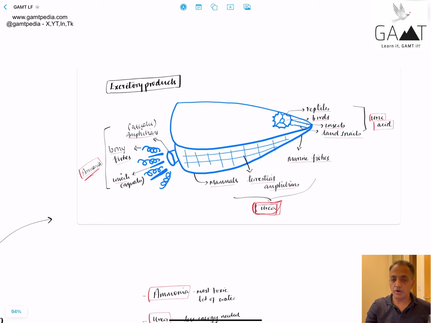Then we come to the next part of the boat. This part of the boat, which resembles the letter M, stands for mammals. This part of the boat resembles another M, which stands for marine fishes. And then the T here, which is the design on the boat, stands for terrestrial amphibians.